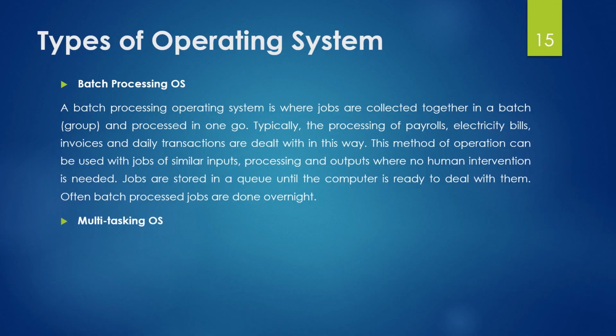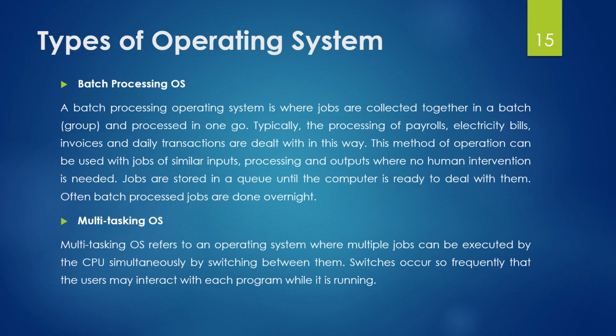Next one is the multitasking OS. Multitasking OS refers to an operating system where multiple jobs can be executed by the CPU simultaneously by switching between them. Switches occur so frequently that the user may interact with each program while it is running.